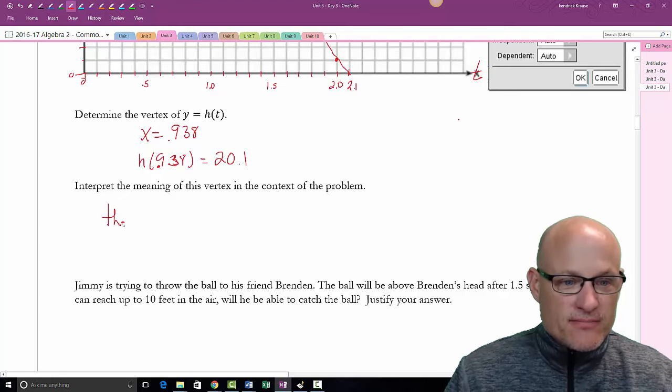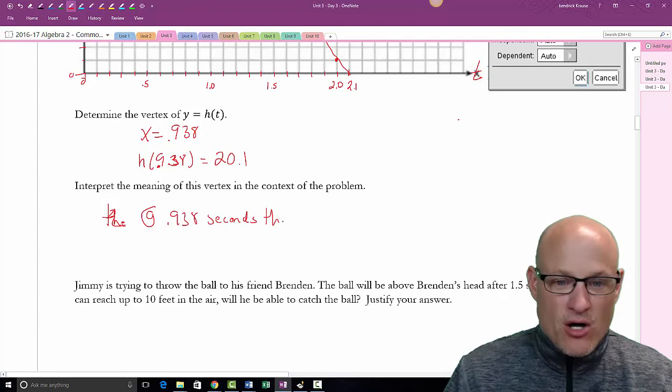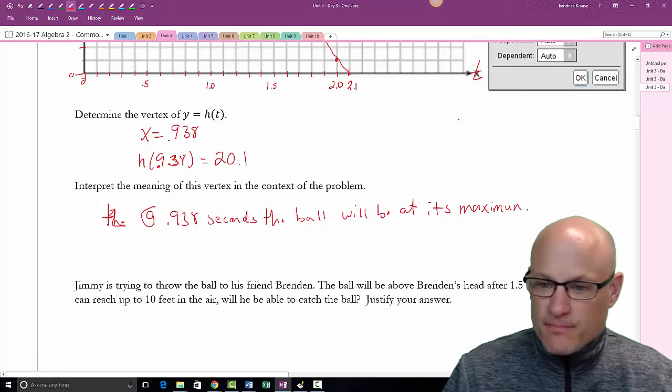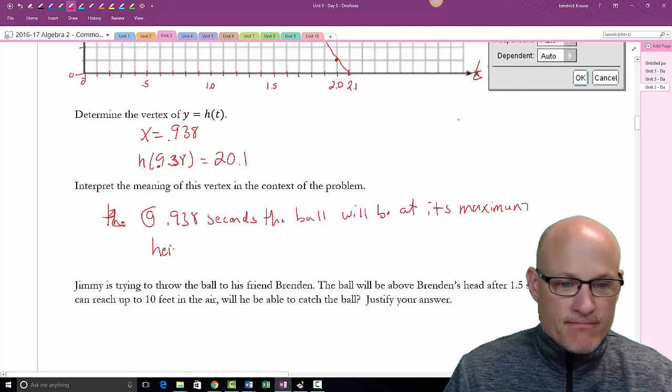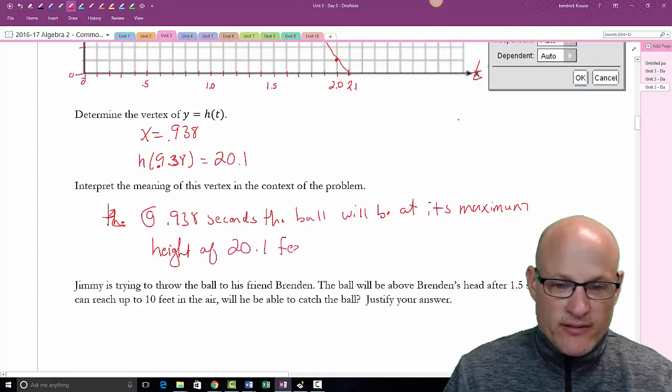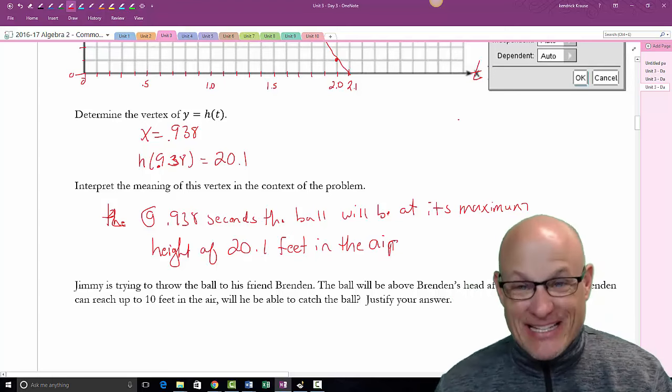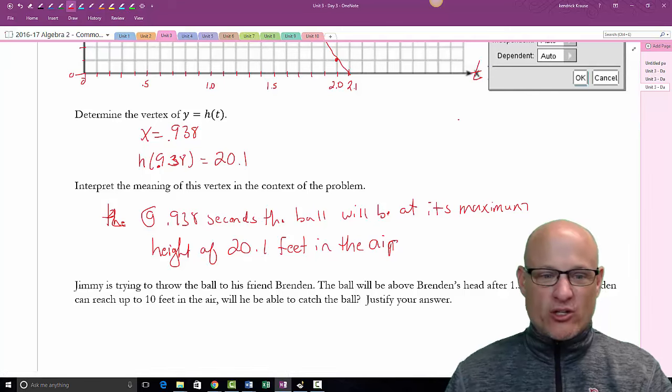So the vertex at 0.938 seconds, the ball will be at its maximum height of 20.1 feet in the air. Those numbers mean in context. That's what they mean in real life.